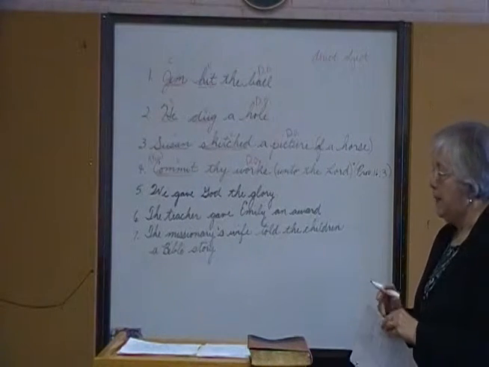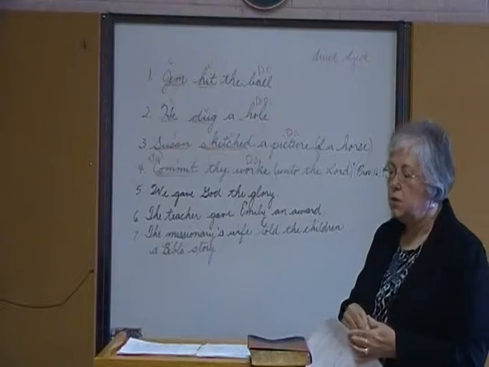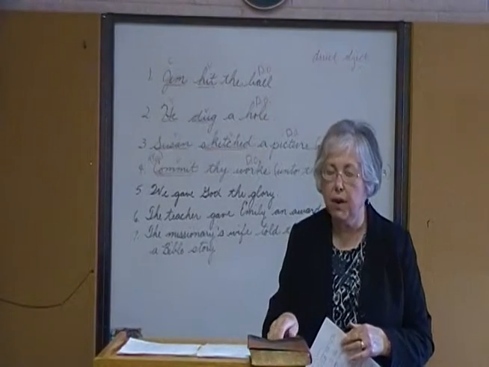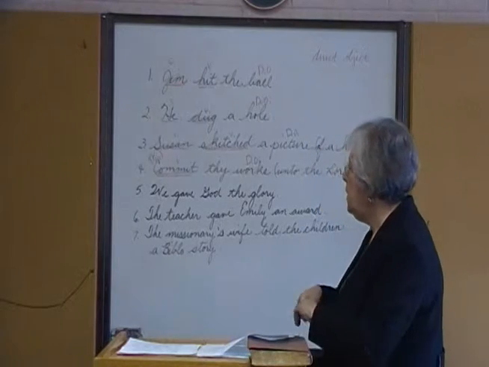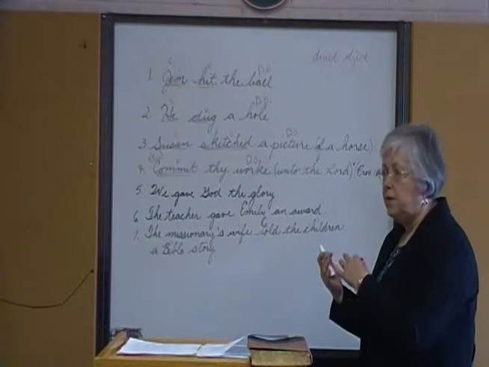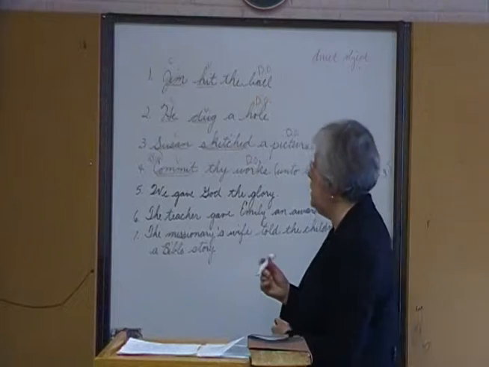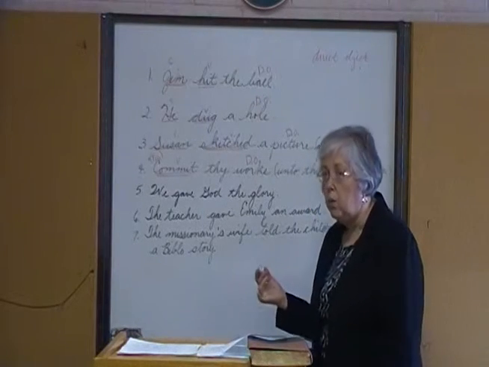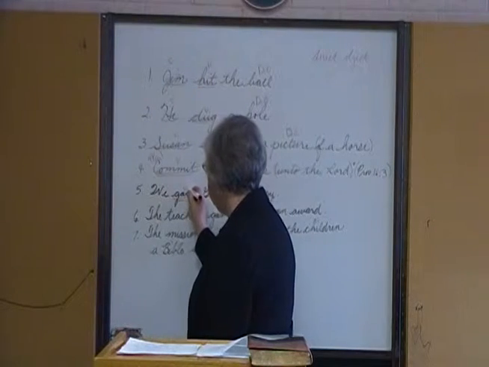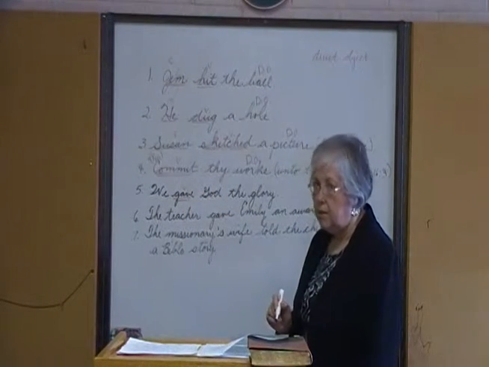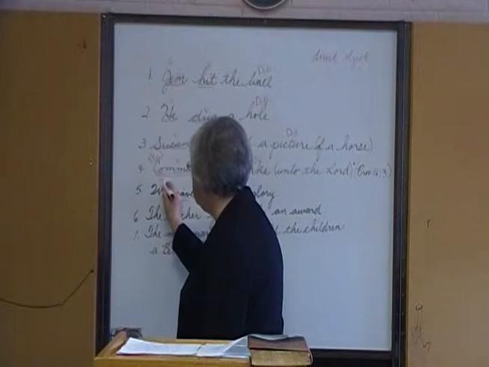All right. Again, direct objects follow action verbs. Indirect objects also follow action verbs. Just like before, find the verb, find the subject. Number 5, we gave God the glory. What's the action verb? Gave. Who or what gave? We gave. We is the subject.